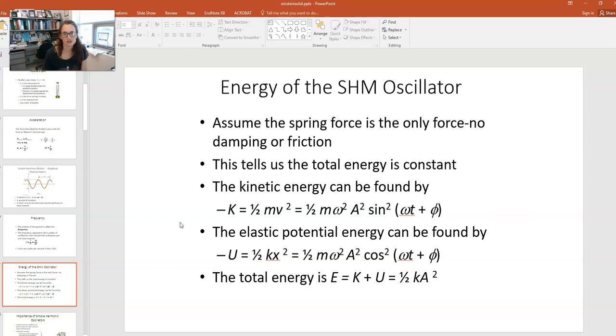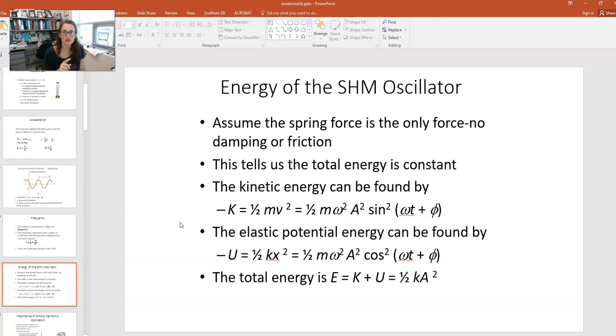Now, the kinetic energy equation from classical mechanics is 1/2 mv squared. If you solve for the velocity from that position versus time curve by taking the derivative, then you can see that 1/2 mv squared is equal to 1/2 m omega squared a squared sine squared(omega t plus phi). That's what you get when you take the derivative. You're going to get the sine.